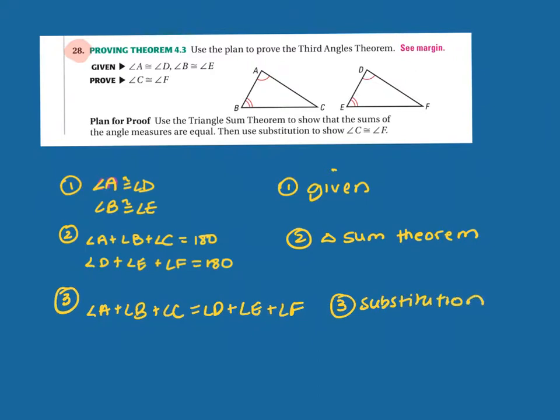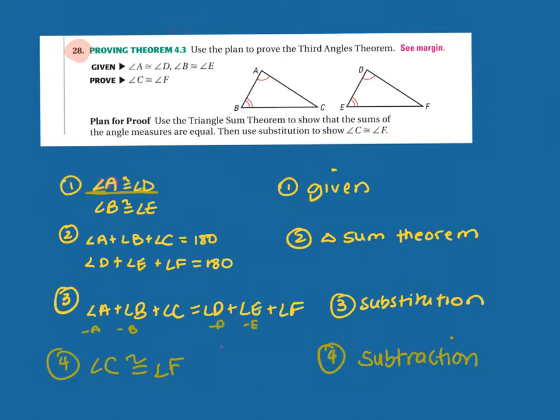And then the step I'm not showing is to subtract them off, but this is what it would look like. I would have taken the A from this side and the D from this side because I already said they're congruent up there, and the B from this side and the E from this side, and it leaves you with C and F. Oh no, sorry, subtraction. So now you can go straight from 1 to 4, and your reason would be third angles theorem. You don't need to work that all the way through, okay?